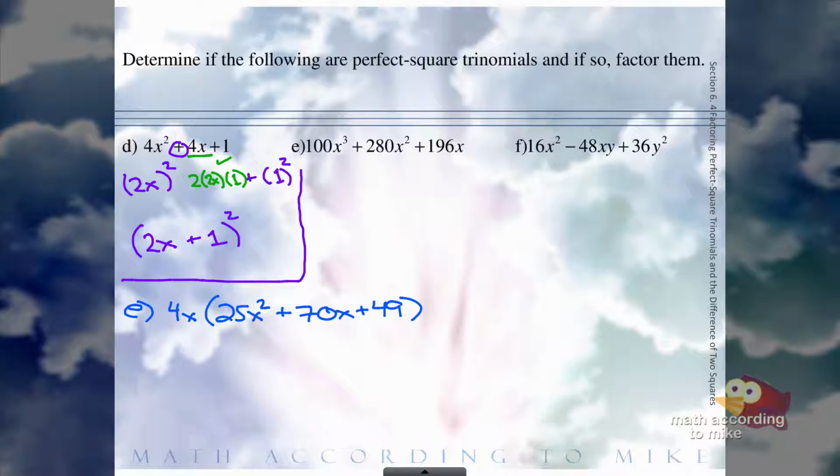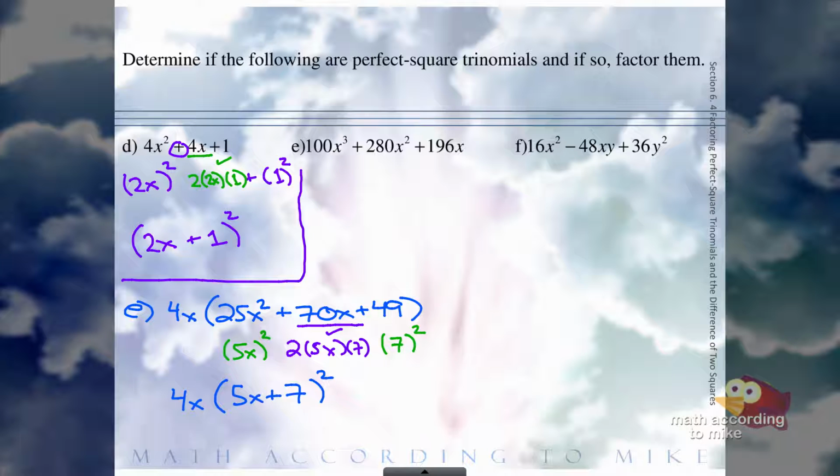So what squared is 25x squared? 5x. What squared is 49? 7. And now check the inside. Is the inside the same thing as 2ab, 2 times 5x times 7? Yep, those multiplied together does give us 70x. So the factorization would be 4x that we pulled out earlier times the quantity a, 5x, plus b, 7, quantity squared.